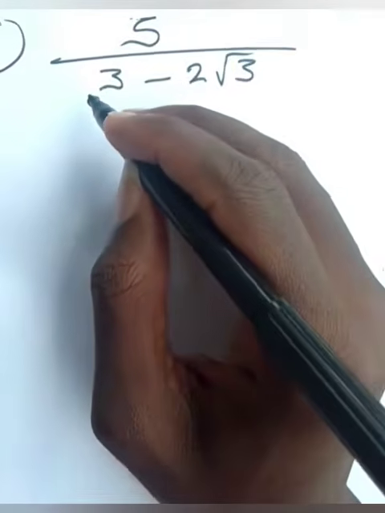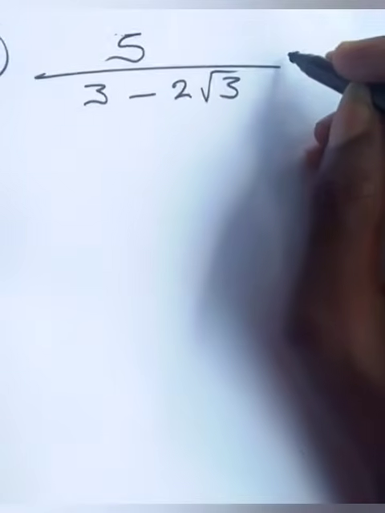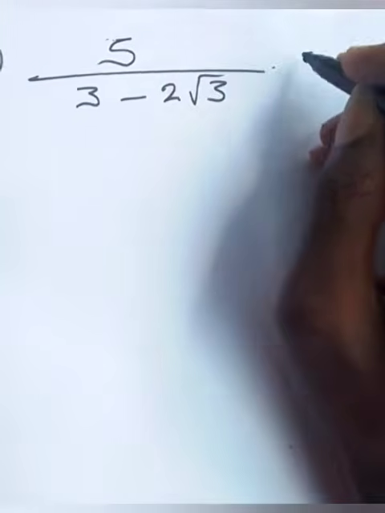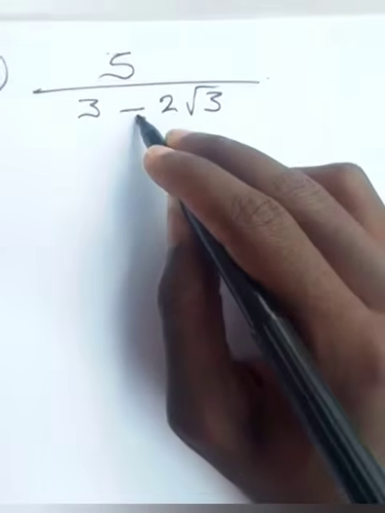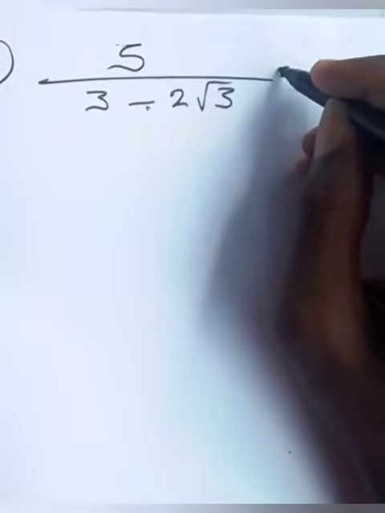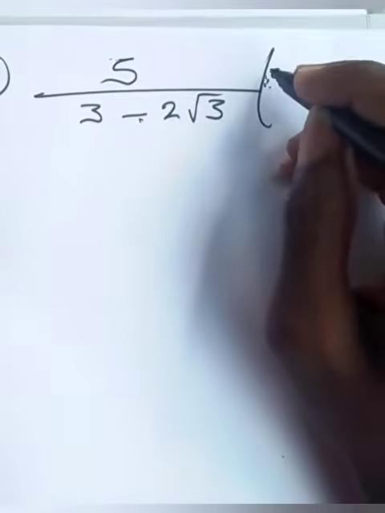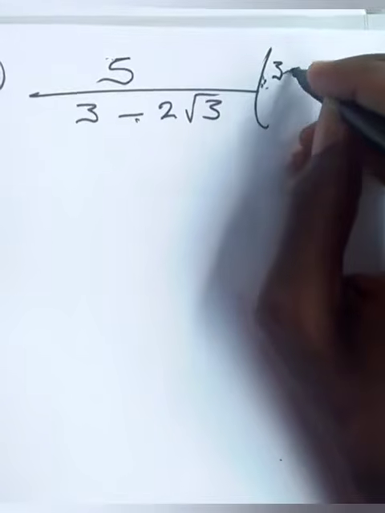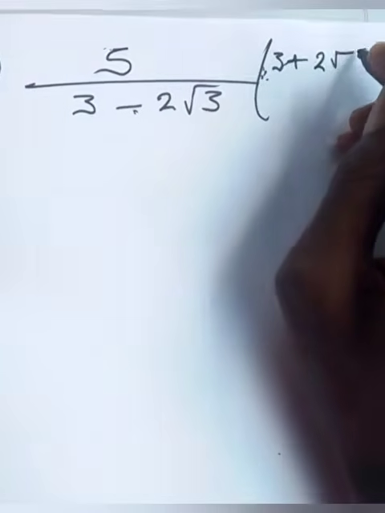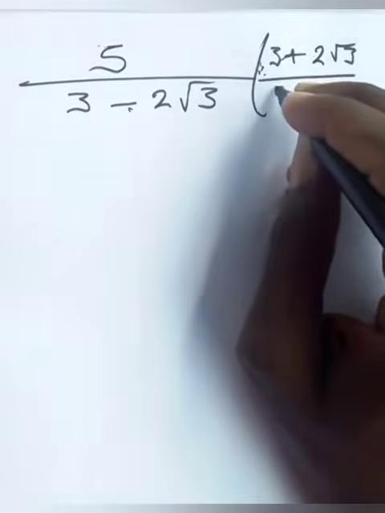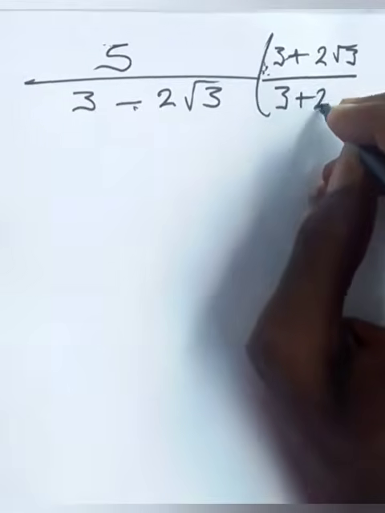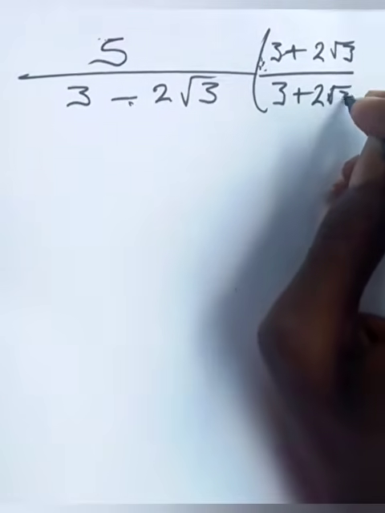Alright, so let's solve this question. In this question, they want you to rationalize the denominator likewise. So for the conjugate, you just change the sign of what is here, right? So you're just going to say times 3 plus 2 square root of 3 over 3 plus 2 square root of 3.